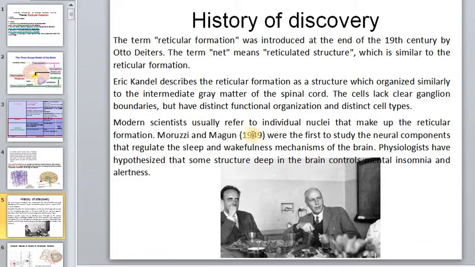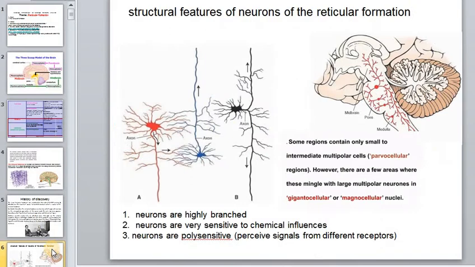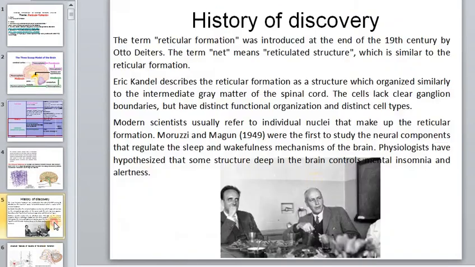In the previous century, some scientists, whom we see in this photo, were the first to study the neural components that regulate the sleep and wakefulness mechanism of the brain. These physiologists hypothesized that some structure deep in the brain controls vital functions and regulates insomnia and alertness. At the end of this practice we will discuss this function of the reticular formation.